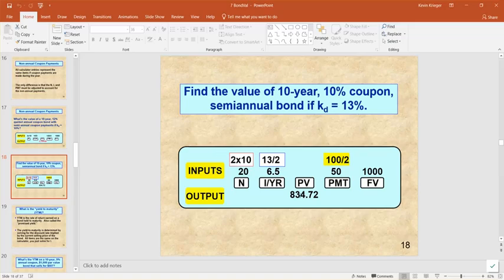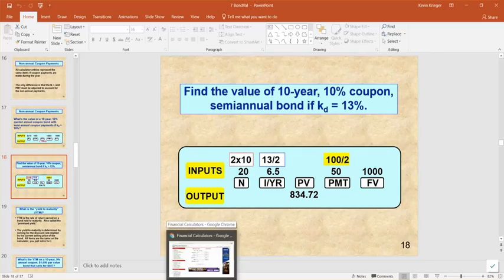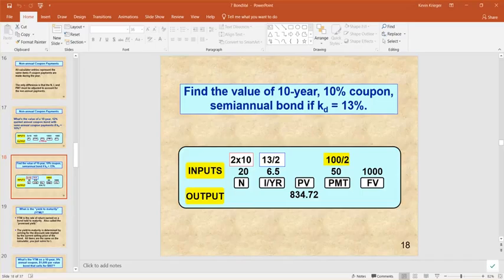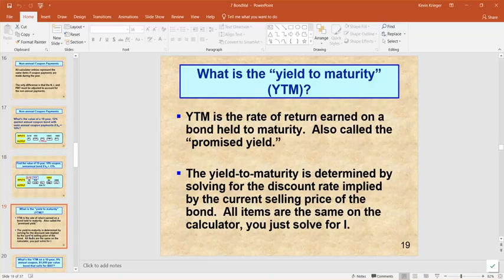That's the case here, but again, the numbers would be a little bit different if you didn't correctly do the semi-annual structure. This is a 10-year, 10% coupon bond with a 13% yield. So if we do this, the value here on this discount is $837.21. That's a little different than the $834.72. So again, it's important to take note of how the coupons are paid.